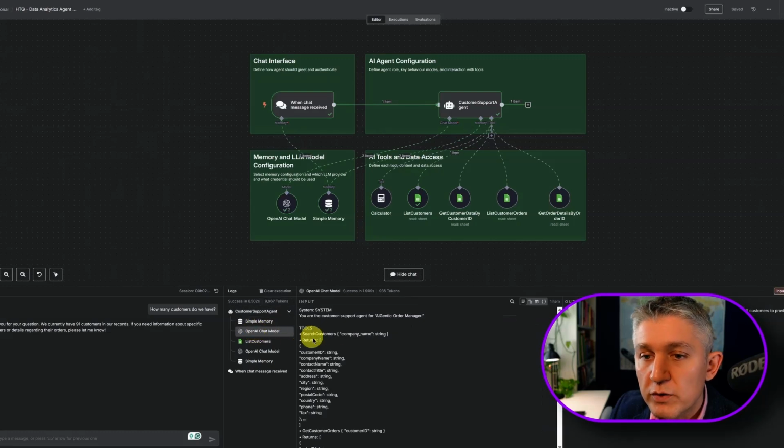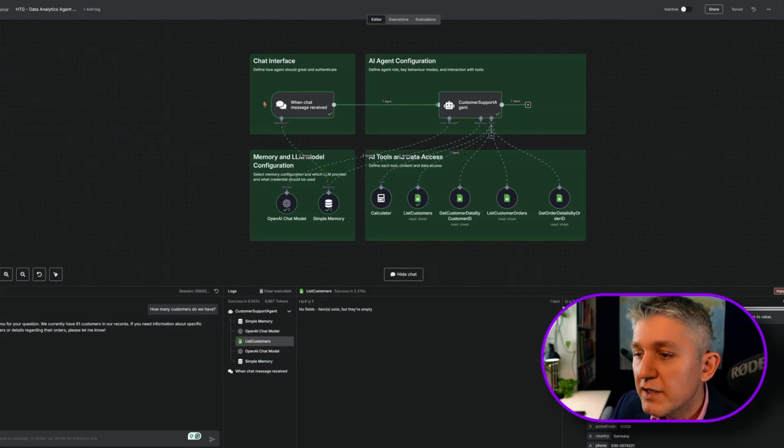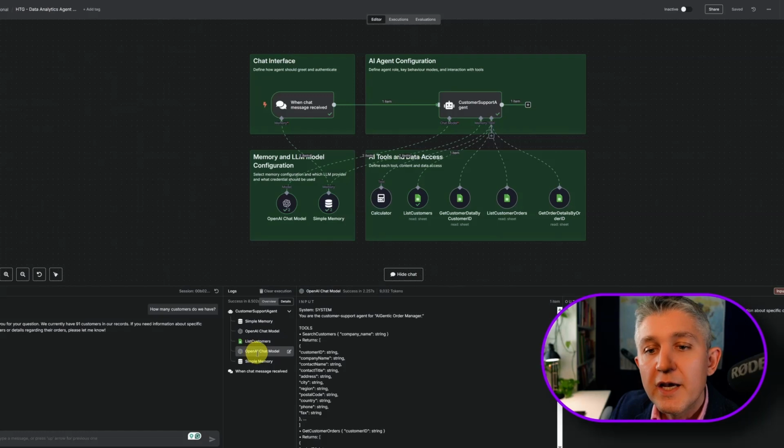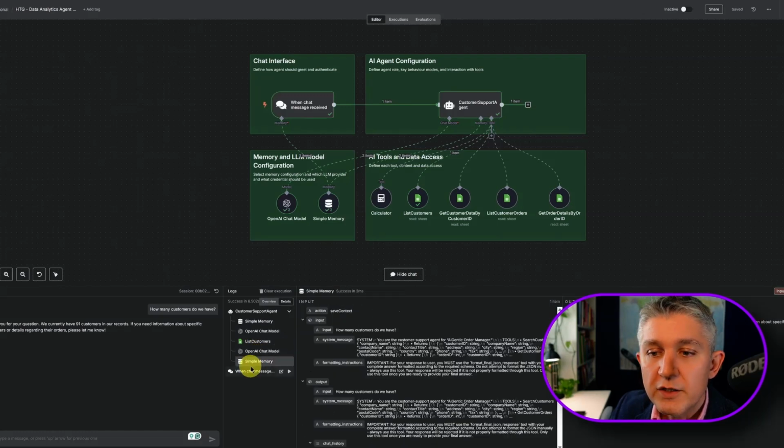It had a look at what's been previously asked. It looked into memory. It queried the list of customers that we have in the database here in our Excel spreadsheet. It then processed that, referred back to the memory, and came back with an answer. All of that was 10,000 tokens.